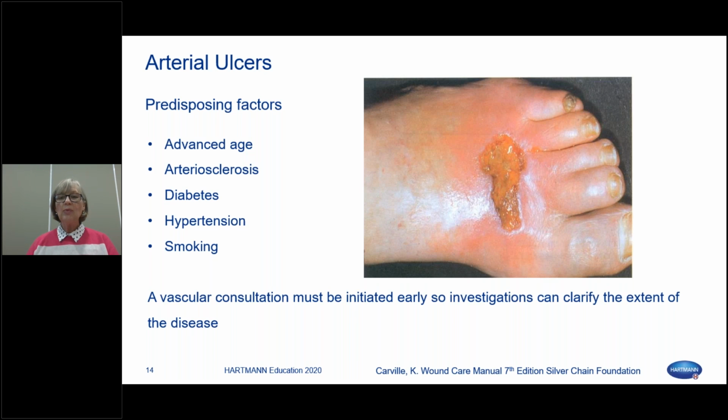When taking a history, some of the predisposing factors that indicate that this person is struggling with poor arterial circulation are advanced age, a history of arterial disease or arteriosclerosis, a history of diabetes or hypertension, and these patients often show signs of poor arterial circulation that may be things like shortness of breath from heavy smoking. They may not look very healthy. They may be overweight, or their fingers may look clubbed with thick woody nails.